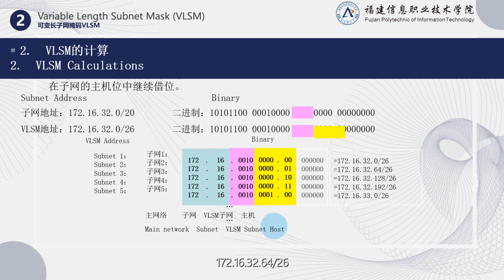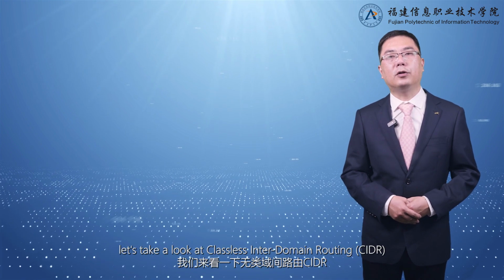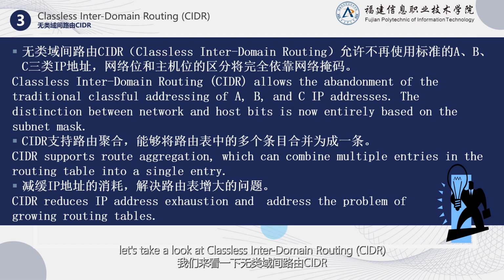172.16.32.0/26, 172.16.32.64/26, 172.16.32.128/26, 172.16.32.192/26, 172.16.33.0/26. Finally, let's take a look at classless inter-domain routing (CIDR).